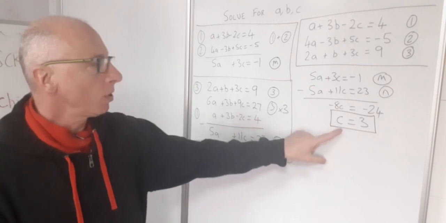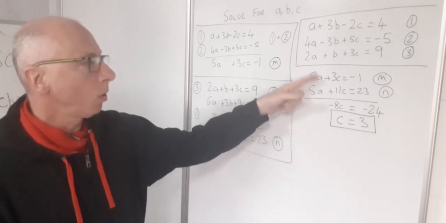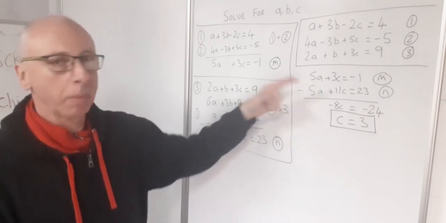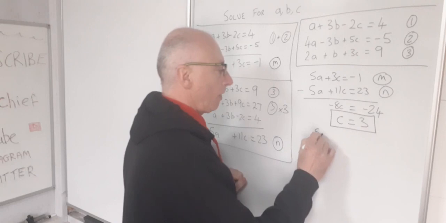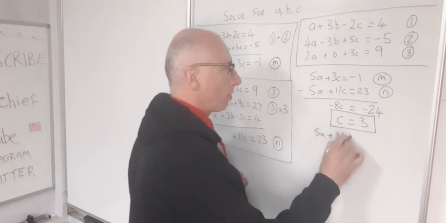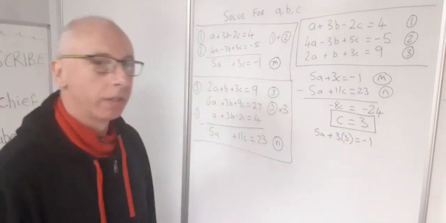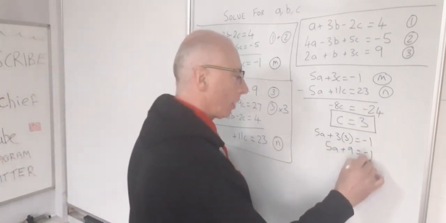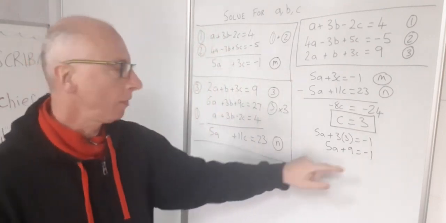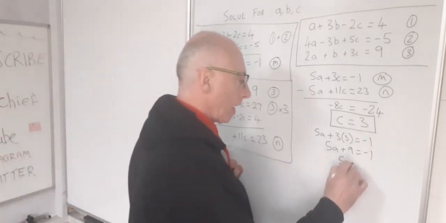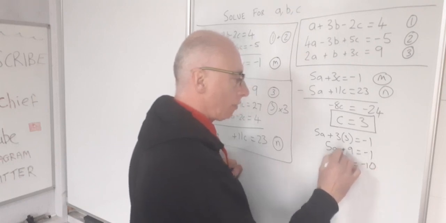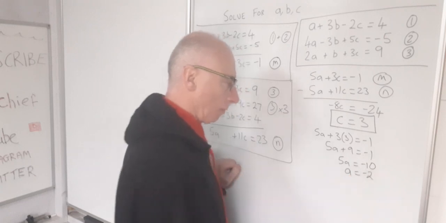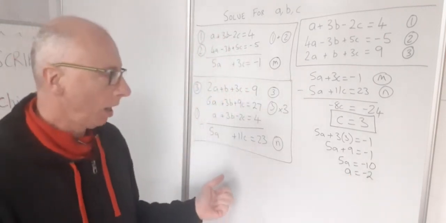Okay, so if I know c is 3, I can plug into one of these equations and get my a. So let's just pick the top one. So 5a plus 3 times 3 is minus 1. So therefore 5a plus 9 equals minus 1. Subtract 9 from both sides. 5a equals minus 10. Minus 1 minus 9 is minus 10. So therefore a must equal minus 2. So straight away now I've got my second variable.